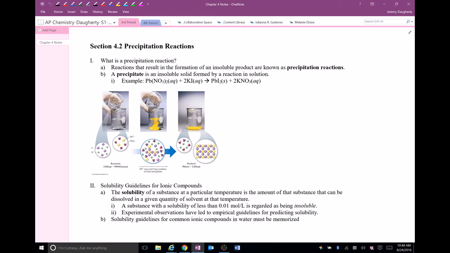And I think that's it. We'll see. And then I also want to talk about net ionic equations. So those are the two things that we're going to talk about today: precipitation reactions and net ionic equations.